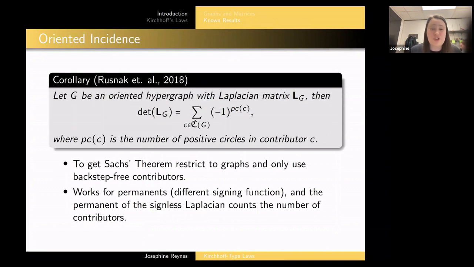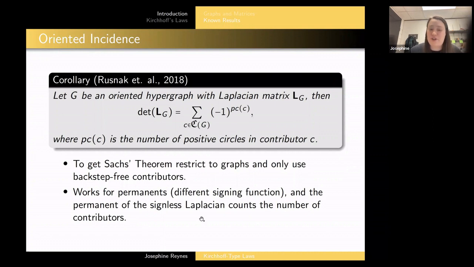And another nice fact is if you actually just want the value of the determinant of the Laplacian for a hypergraph, it is the sum over all the contributors, -1 to the number of positive circles in the contributor. And when I say circles here, I do mean cycles. We're using the word circle because we have all these permutations for each contributor, and since in a permutation you have cycles, it gets very confusing to use cycles for both cycles in the graph and cycles in the permutation. So we're calling cycles in a graph circles just for clarity's sake. So yeah, you can get Sachs's theorem by restricting to graphs and then using only backstep-free ones.